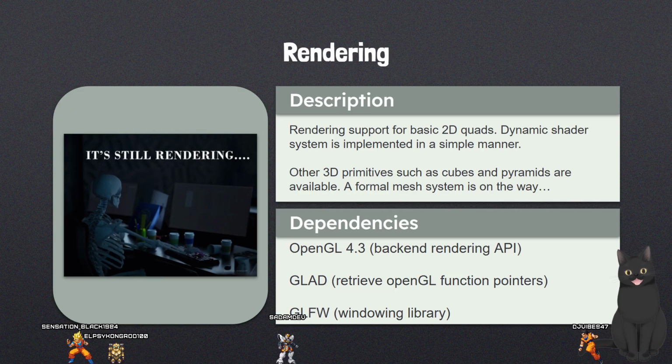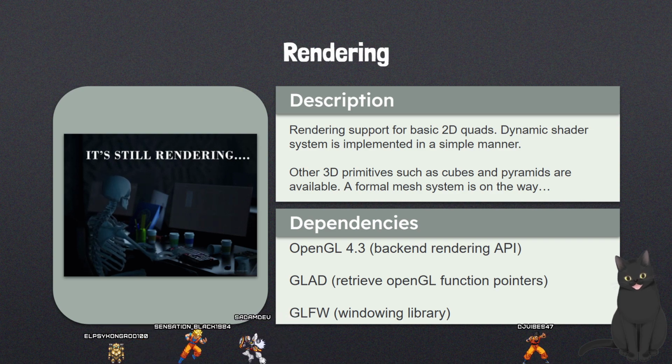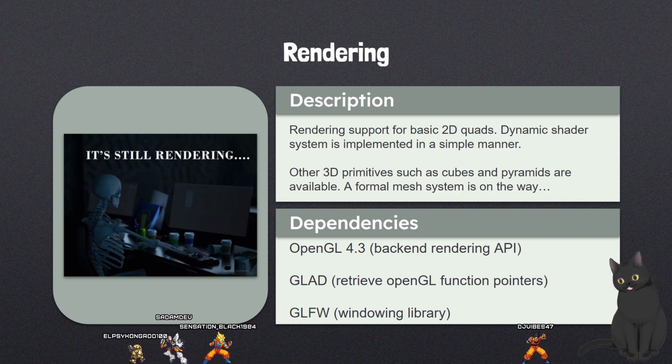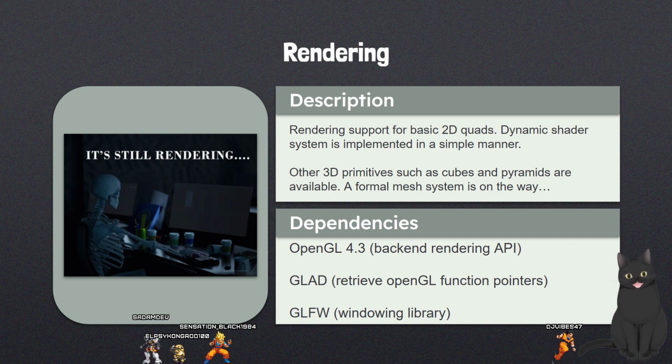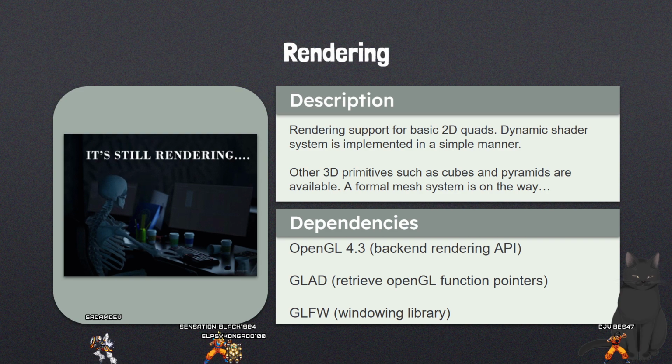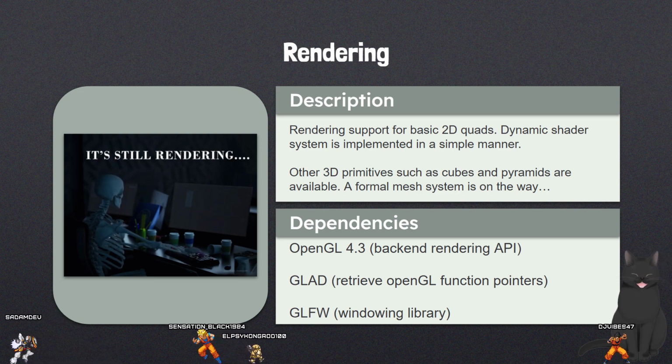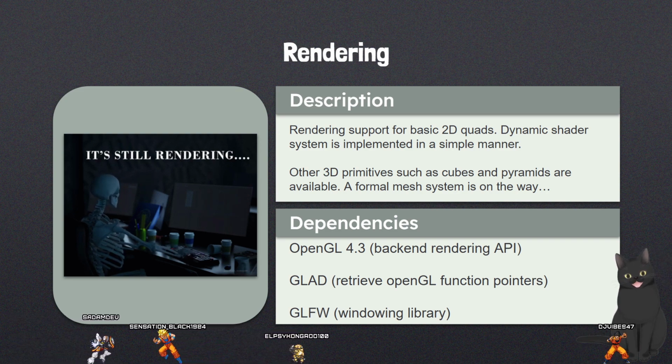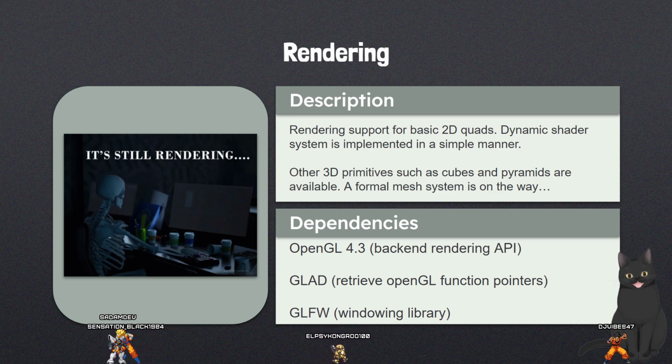All right, so on to rendering. The rendering for this engine right now is basically 2D quads. I do have other primitives such as cubes and pyramids, and I'll show that in a second, but the game I'm working on basically just needs 2D quads. Yes, other primitives do exist, and I do plan on working on a mesh system at some point. I just need a better formal way of displaying that in the engine first, and then once I figure out how that's going to look, I'll throw it in.